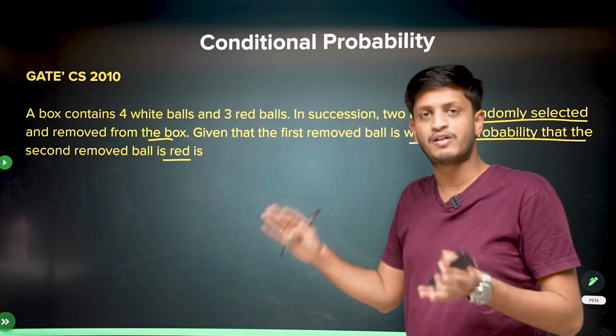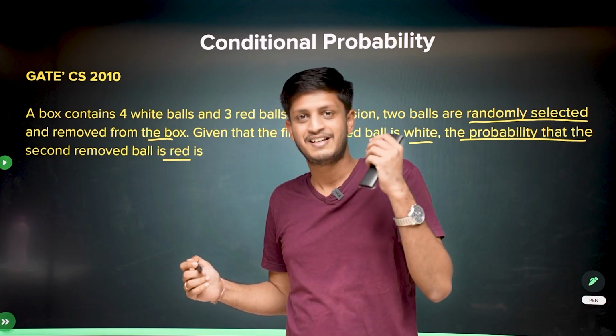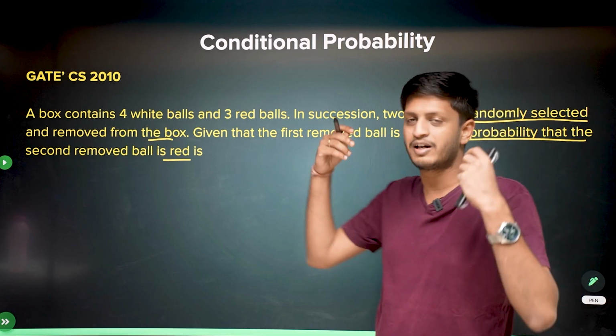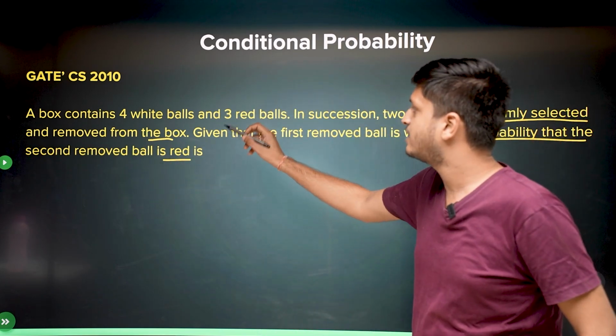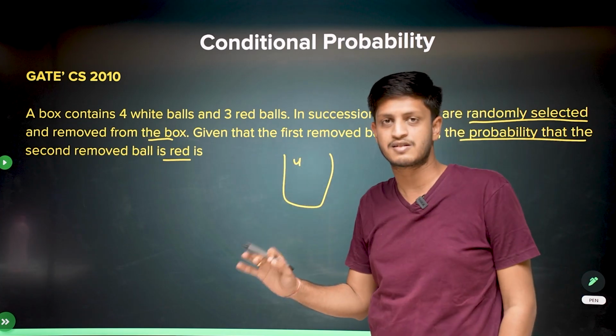This question can be solved using a formula. It will take writing a formula, generating events. It will take a lot of time. But it's a very obvious question. If I forget about every formula, it's just very simple common sense. A box contains 4 white balls and 3 red balls. This question just requires 30 seconds, trust me.